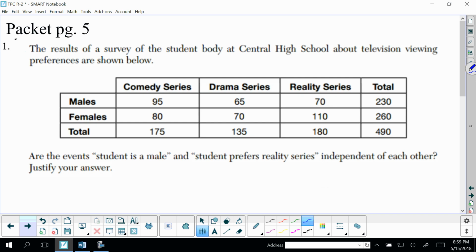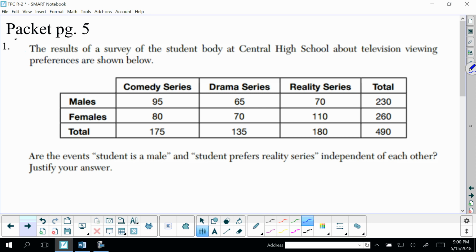All right, starting on page 5. So we're going to review probability today. When you have a two-way table, if they did not give you the totals, you would want to find the totals. But they gave us the totals for all of these.